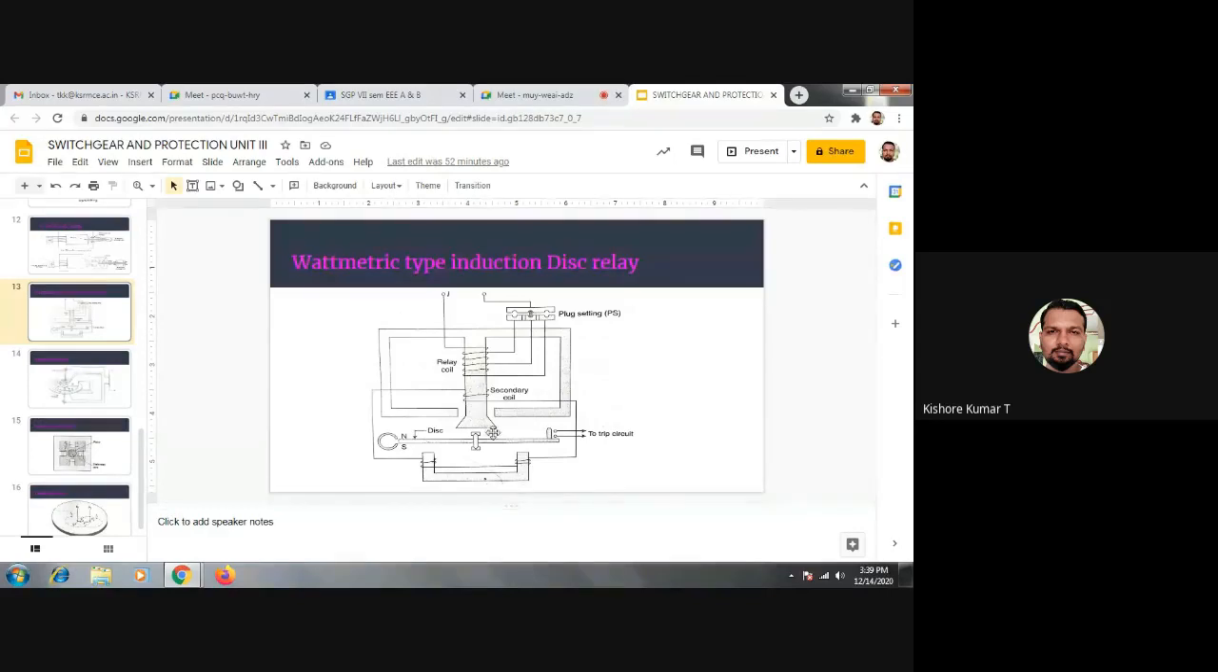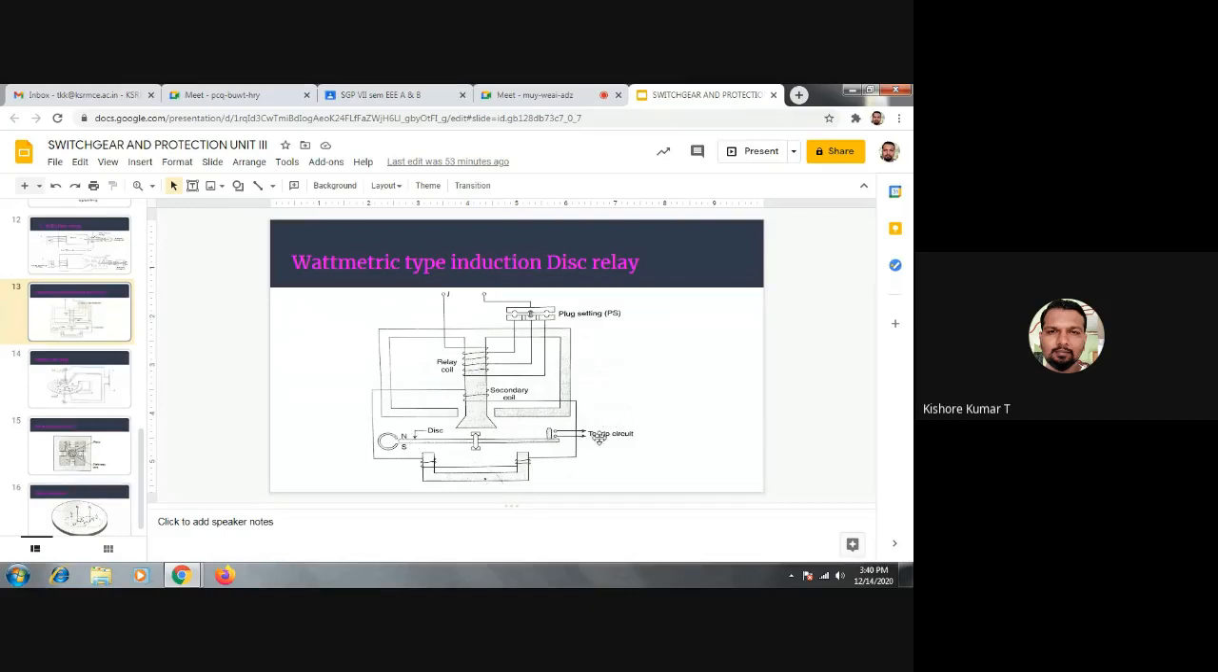Since these two induced EMFs are in opposite direction, automatically the fluxes which are set up by the upper pole and lower pole will always be in opposite direction. And part of the lower pole coil is mounted on the upper pole, due to which there will be a phase shift provided between the upper pole flux and lower pole flux. So this is the disk here. Whenever the two fluxes interact with the disk, automatically there will be a torque developed on the disk, due to which the disk tends to rotate.